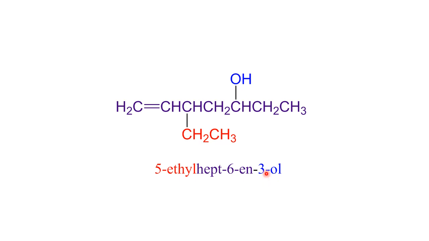Now the priority for all to have the least possible number. Least possible number for all, if we come from this side 1, 2, 3, from the other side 1, 2, 3, 4, 5. So we select the least possible number for all. 3 all. Hepta dash in dash 3 all. Now heptene 1, 2, 3, 4, 5, 6. Hepta 6, hepta dash 6 in dash 3 all.